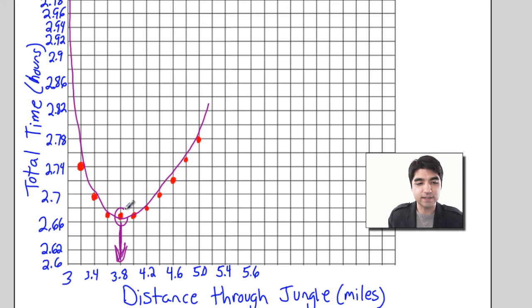So this would be the distance that you want to travel through the jungle, 3.8 miles. Okay, let's go on to our next problem.